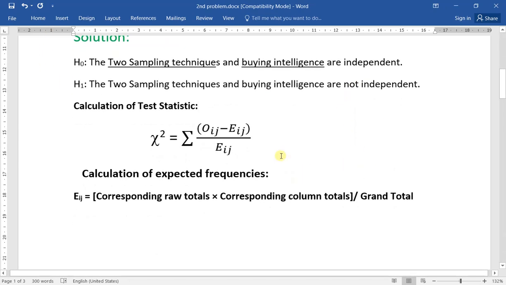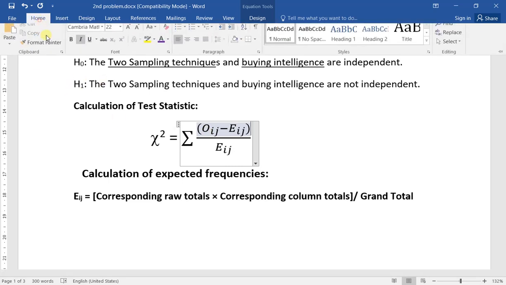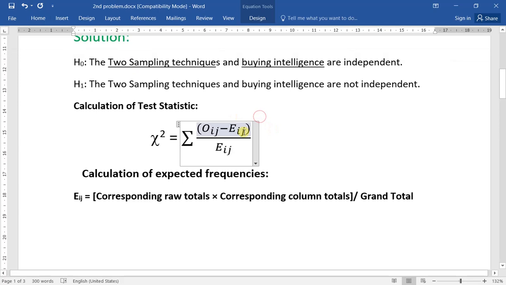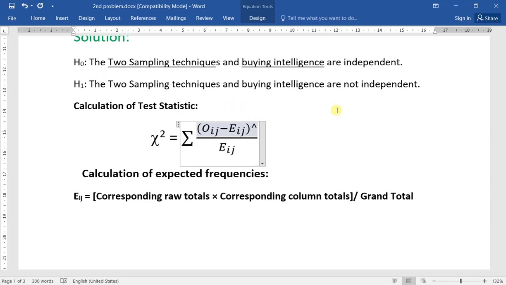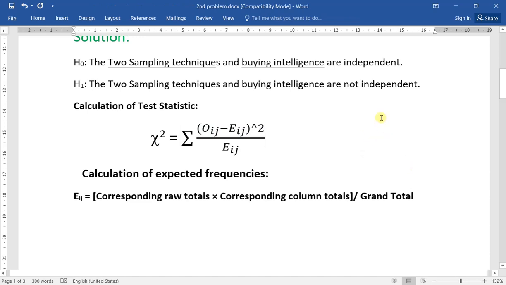So again, your formula, just like in the previous problem, remains the same. Chi-square is equal to the summation of the difference between all the values. There should be a square here, sorry. I'll just write it like this for the time being. Observed frequency minus expected frequency, whole square, divided by expected frequency. So that is your formula.